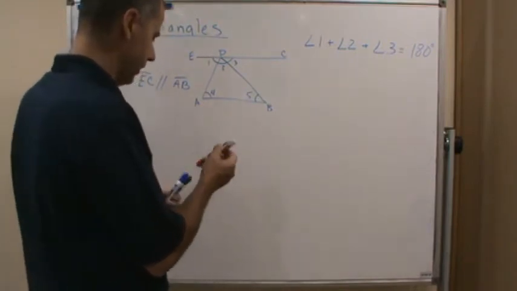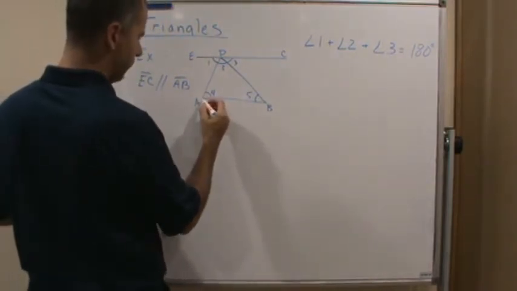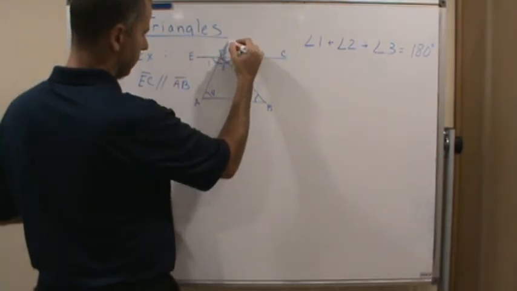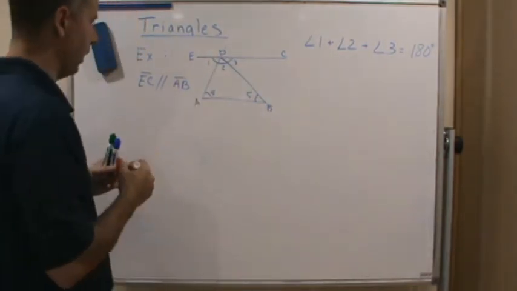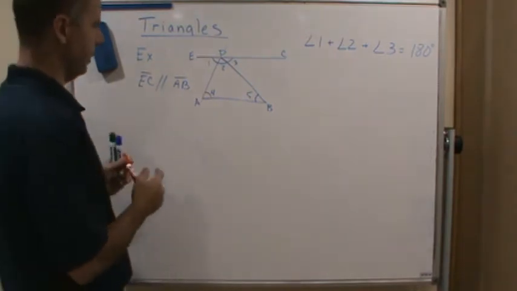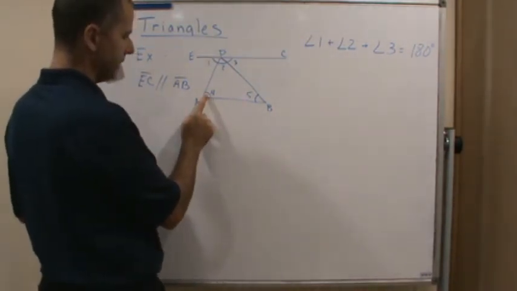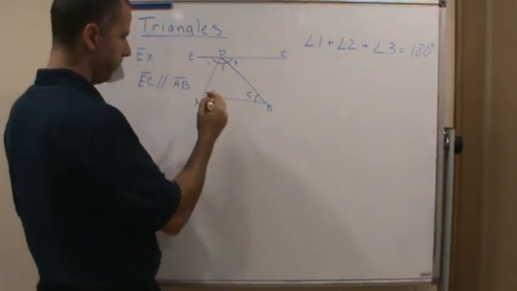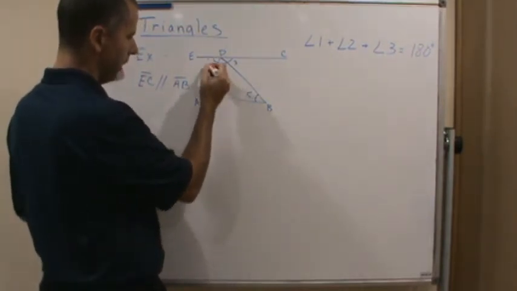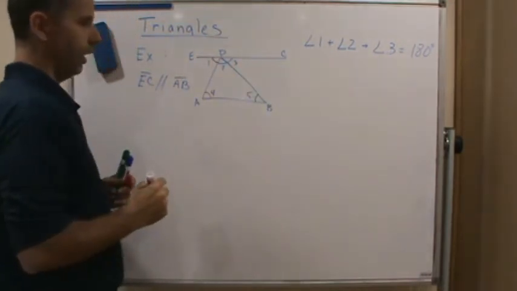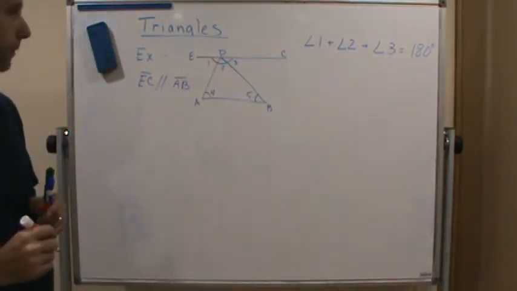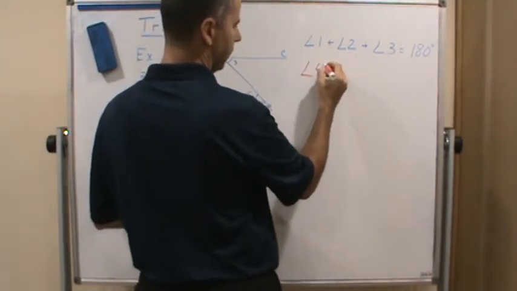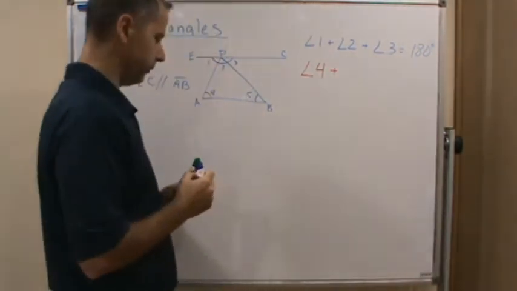Well, if I extend this transversal out, I can see that alternate interior angles are right here. So angle 4 and angle 1 are the same. So I can replace angle 1 with angle 4.